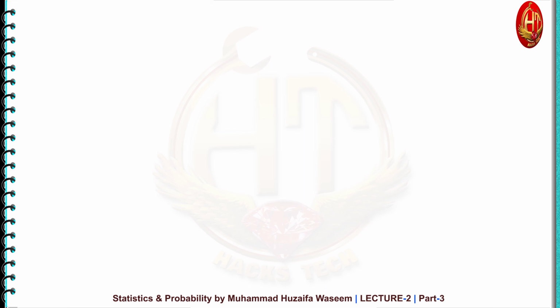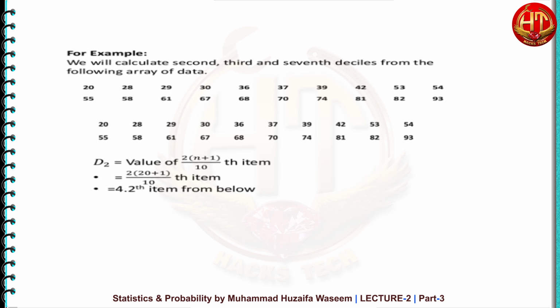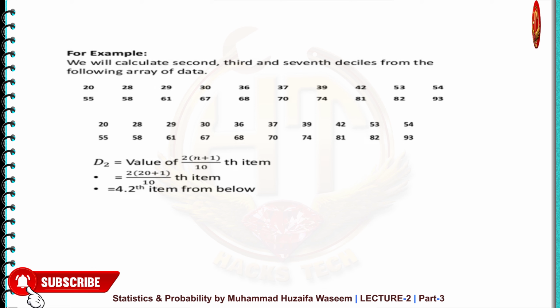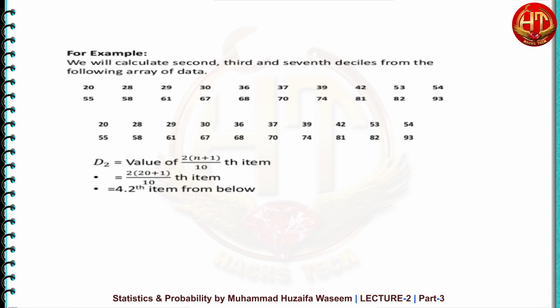Let's see an example. We will calculate the second, third and seventh decile from the following array of data. Calculate the second decile, third decile and seventh decile from the given data. So your first step will be arranging the data in ascending order. After that you have to calculate the second decile, third decile and seventh decile.